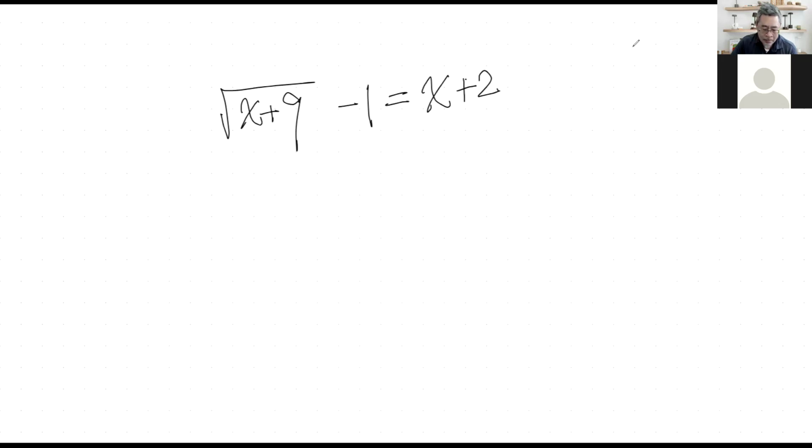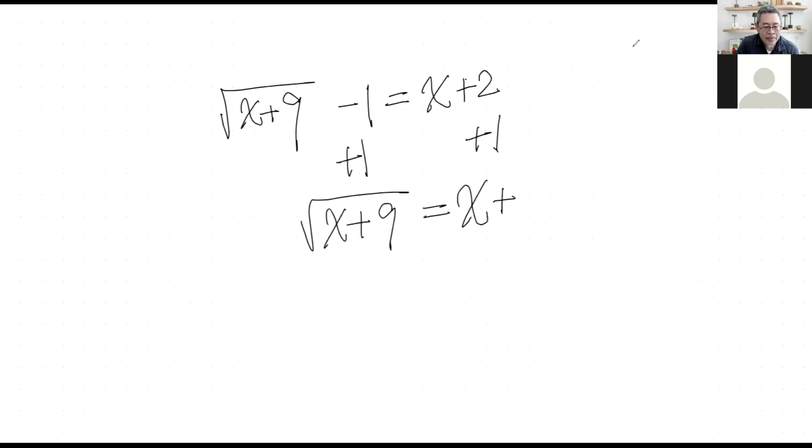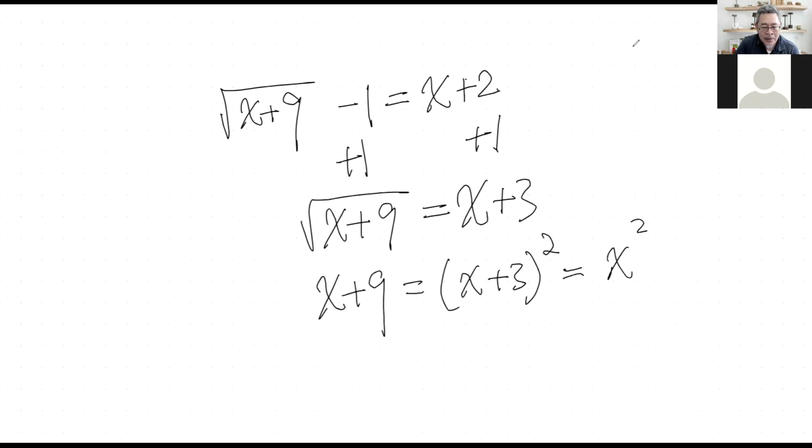Can you work the problem out just to where I get to find out what A, B, and C equal, just so I know I've done it correctly so far? Okay, what's your first step? Add 1 to both sides. Then we got x plus 9 equals x plus 3, right? Yep. Then open them up. X plus 9 equals x plus 3 squared, right? Yep. And that is x squared plus 6x plus 9, right?